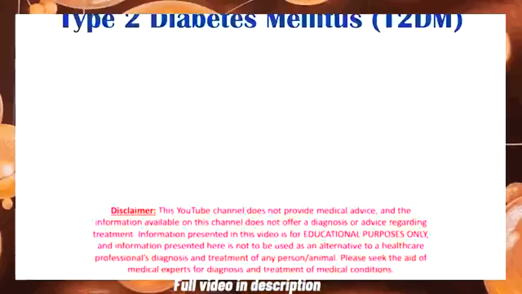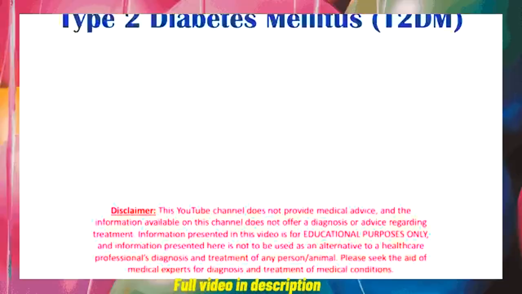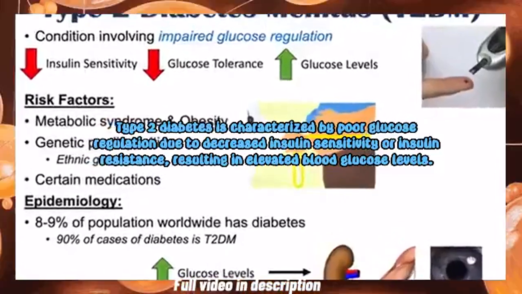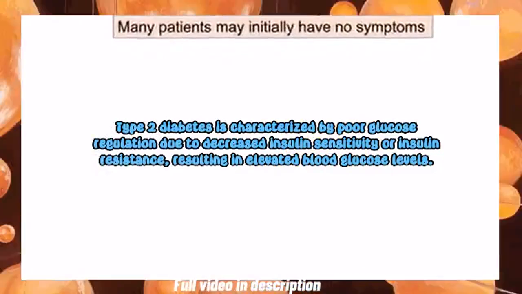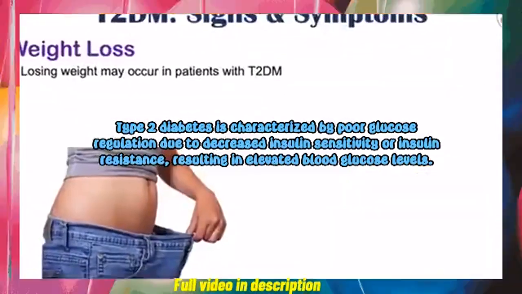Type 2 diabetes presents with a variety of signs and symptoms and associated conditions. We're going to talk about those in this lesson, but before we begin, let's talk briefly about what type 2 diabetes is. Type 2 diabetes is characterized by poor glucose regulation due to decreased insulin sensitivity or insulin resistance, resulting in elevated blood glucose levels.